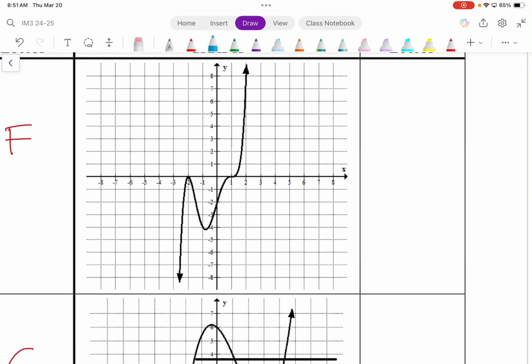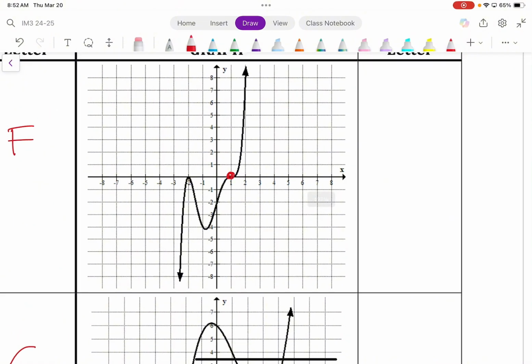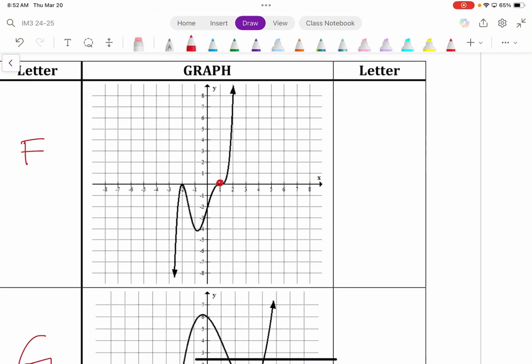So let's look at this example top right. Notice how at 1, it's flat. And so when you see that, when you see it go up and then flat and then up again, that's an example of a triple root. So let me hear from Paulina's group. Top right is an example of which letter? Which one? D. And can you read the description for us?